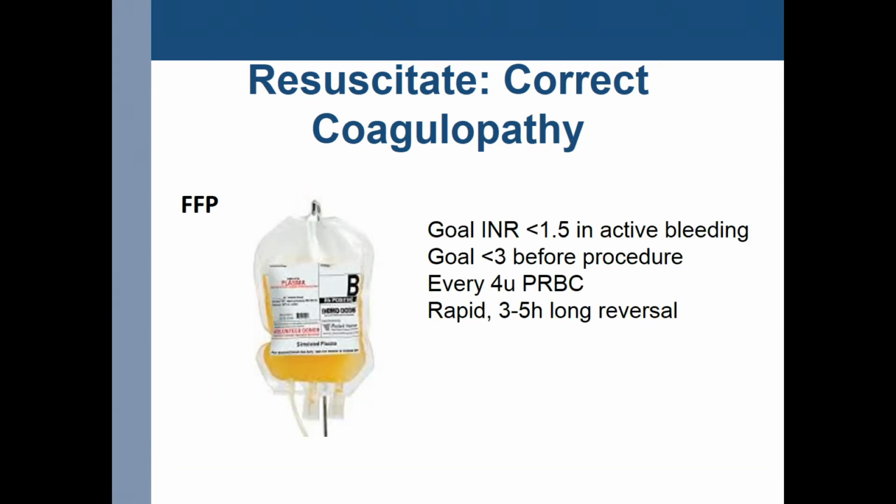Now, if the INR needs to be corrected, again to a goal less than 1.5 in the acute active bleeding phase, FFP is certainly very good at rapid reversal. However, it's important to remember that the reversal is short-lived, only lasting about 3 to 5 hours. And also, if the patients need a lot of packed RBCs, for every 4 units of red blood cells transfused, they should be transfused a bag of FFP.